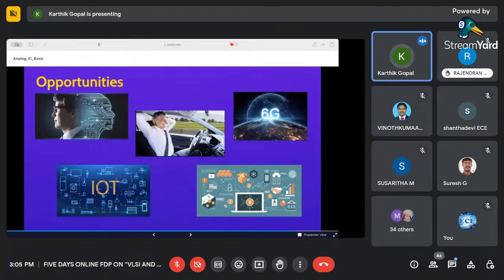And then comes 6G telecommunication. Now the research has started on 6G. We are in the 5G era, and now 6G research is going on. So these are excellent opportunities. This is not limited to these, but there are other opportunities as well. I just mentioned some.